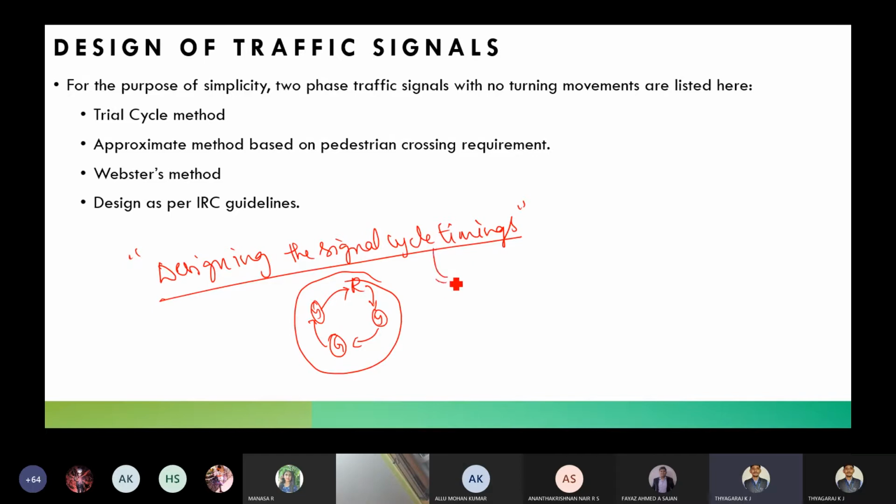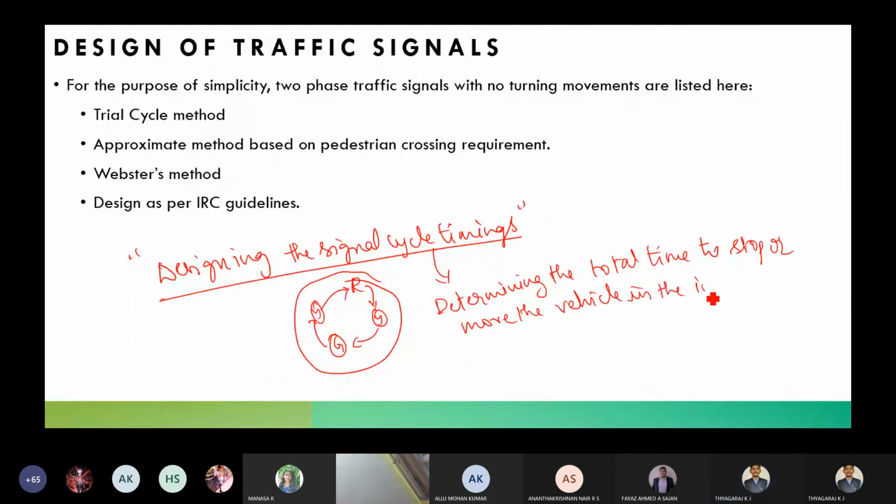So designing the signal timings means determining the total time to stop or move the vehicle in the intersection. In this we have four methods: trial cycle method, approximate method based on pedestrian crossing, then Webster's method. So for your syllabus only the Webster's method and IRC method are there.